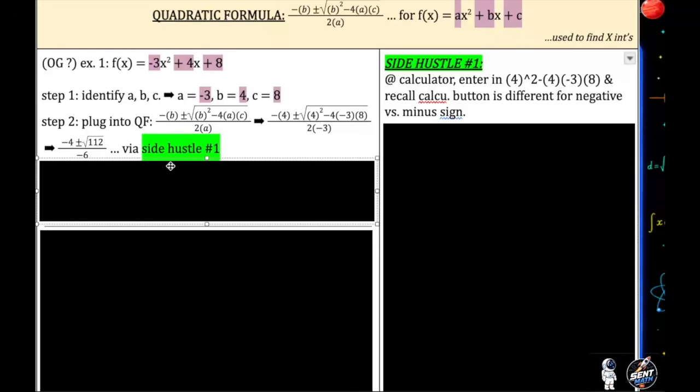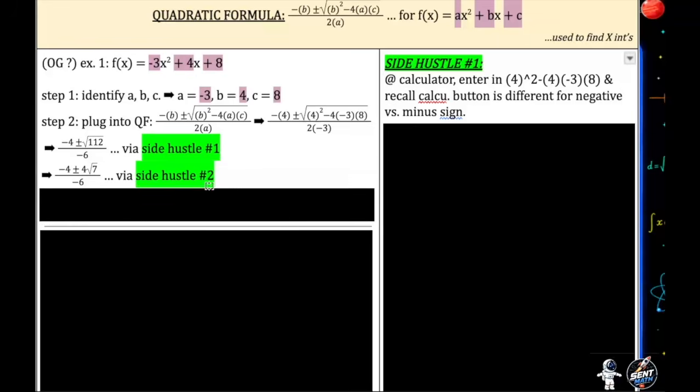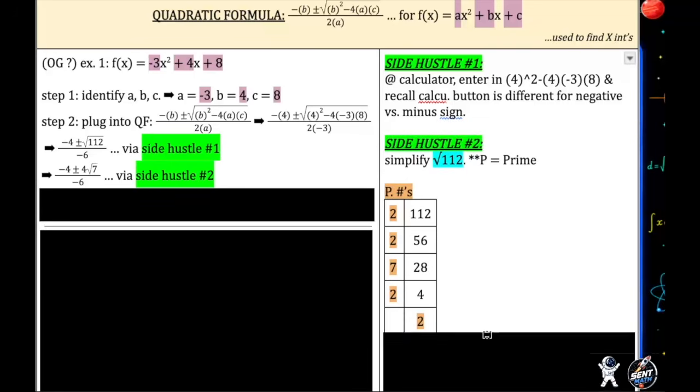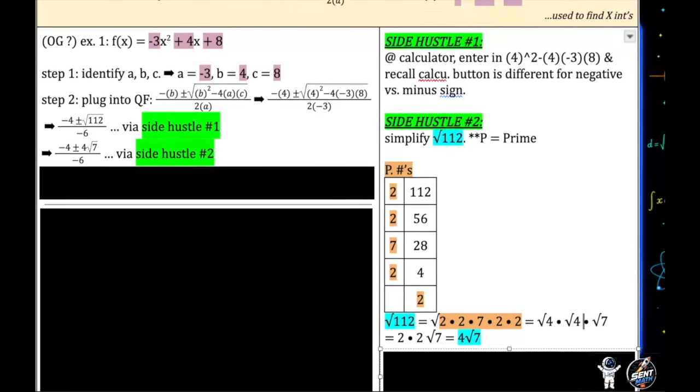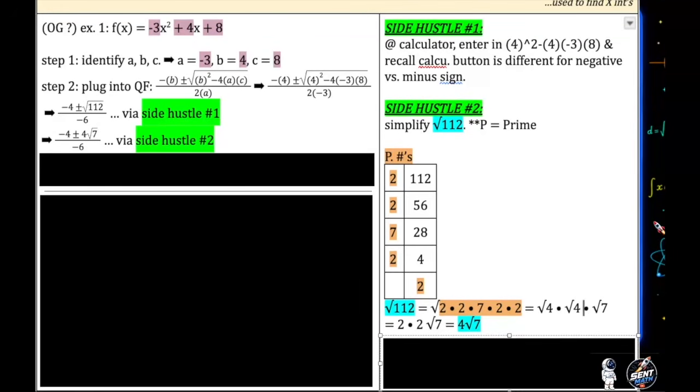Now, we're going to further simplify the root 112 to 4 root 7. The way we do that is through side hustle number 2, which I like to call the ladder method. So how do we get from root 112 to 4 root 7 on the bottom over there? Well, let me show you.